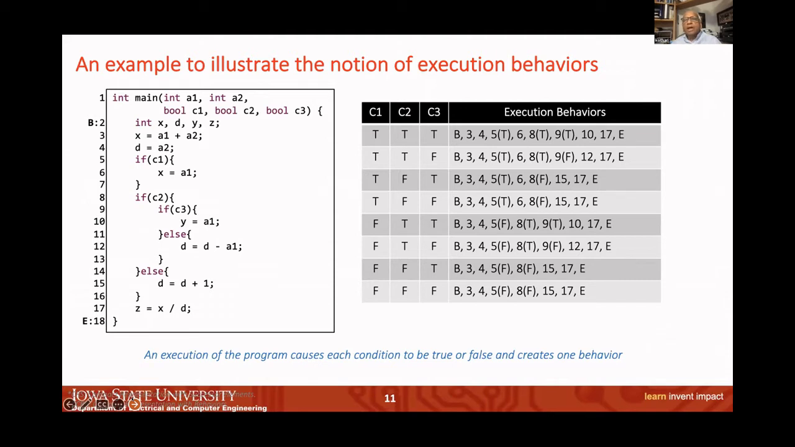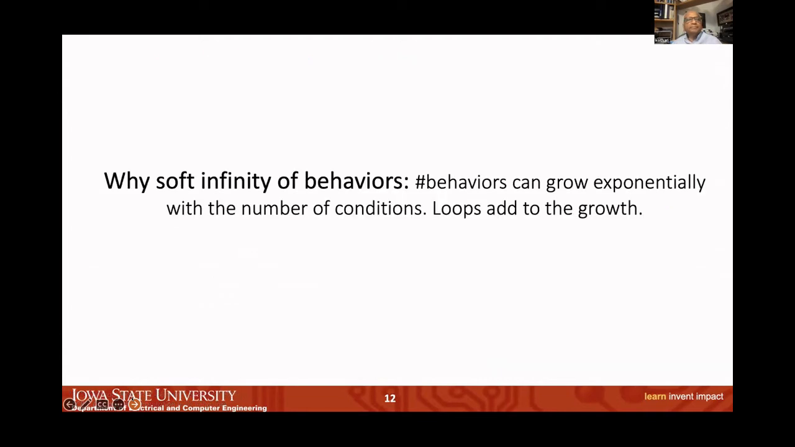But depending on how the conditions are nested, some behaviors may be the same. So in this case, you can see that these 2 behaviors are the same, and another 2 behaviors are the same. So the total number of behaviors is not 8, but 6. So the conditional statements and the loops create the soft infinity of behaviors.